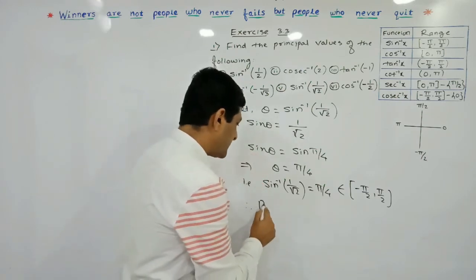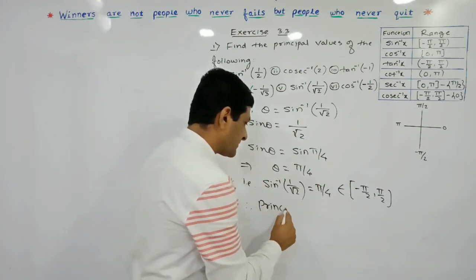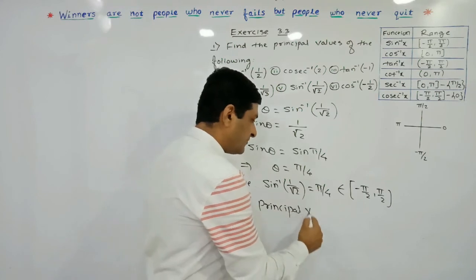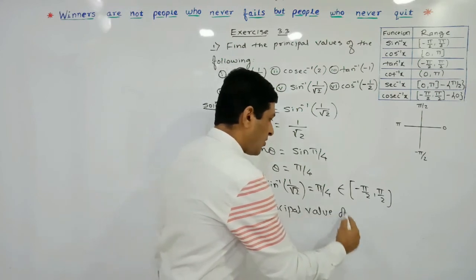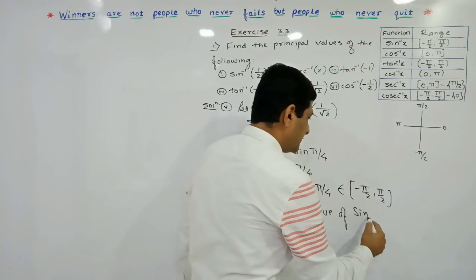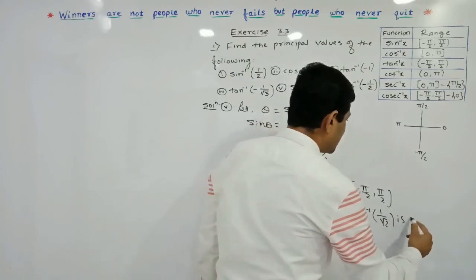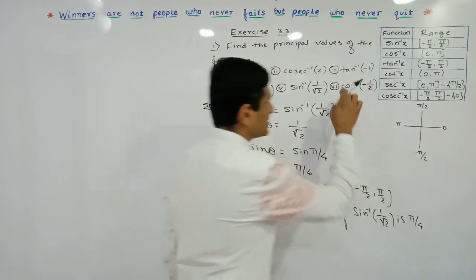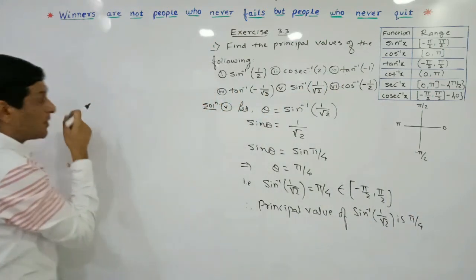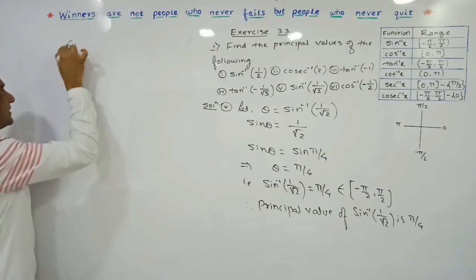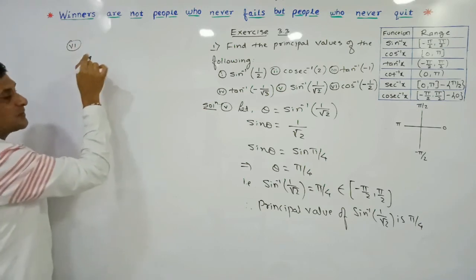So therefore the principal value of sine inverse of 1 by root 2 is how much? It is pi by 4. Lastly, let us try to find out the principal value of cos inverse of minus 1 by 2.